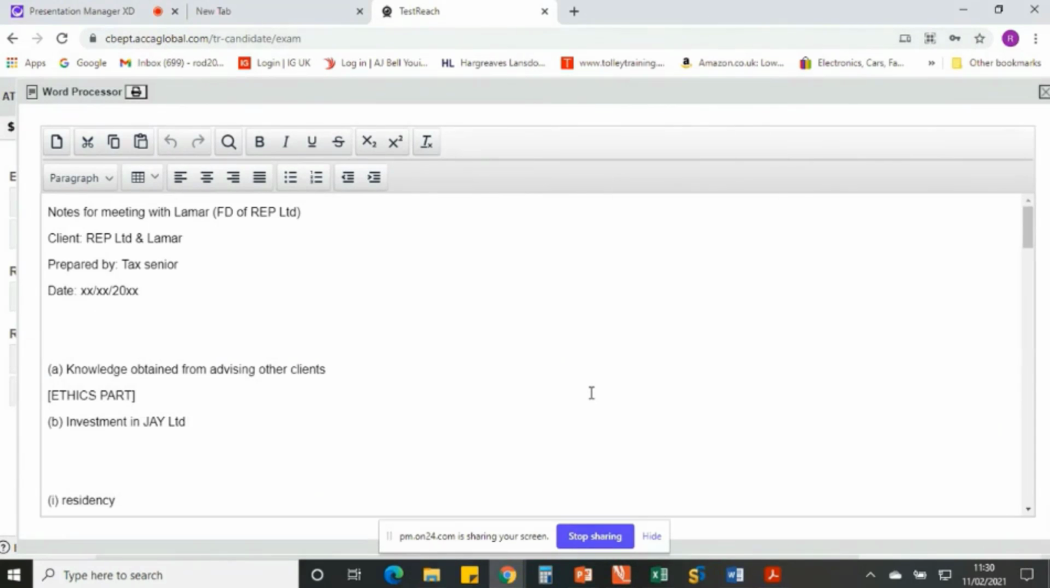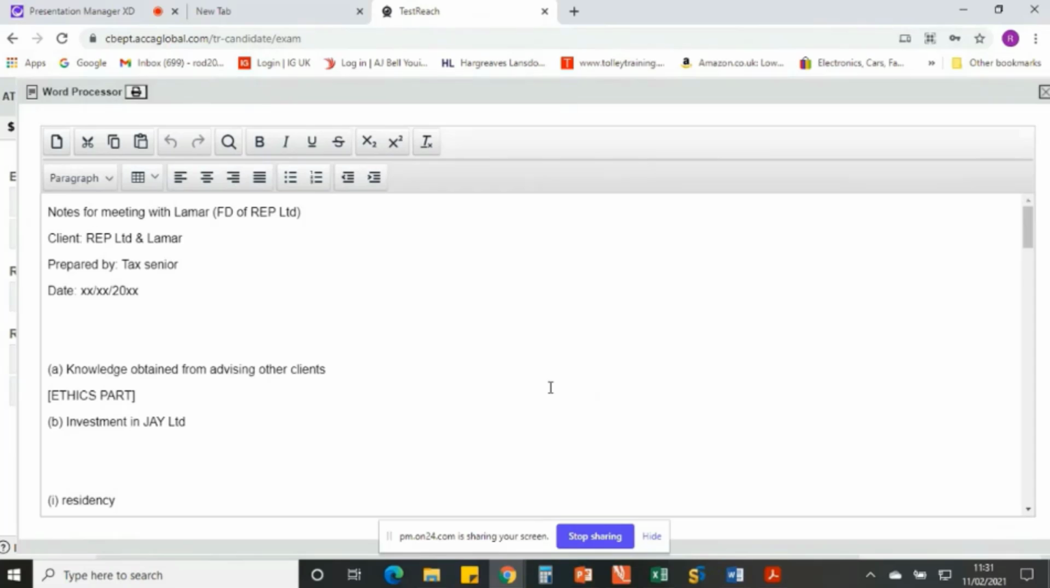Okay, so first off, notes for meeting with Lamar. I've headed this up, remember it's notes for a meeting. So in order to get the presentation marks, you want to get a good structure and head it up sensibly as notes for a meeting with Lamar. The client is Rep Limited and Lamar, prepared by Tax Senior, and put a date in. Okay, so you've topped it. There's no tail to this.